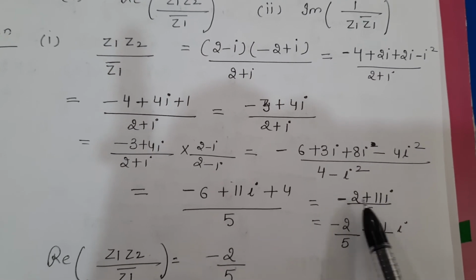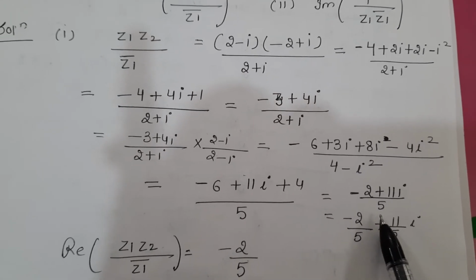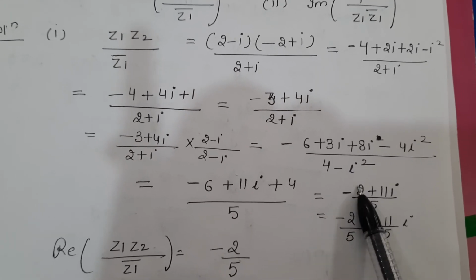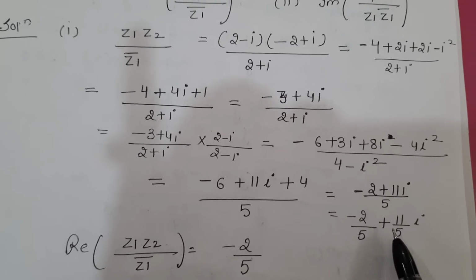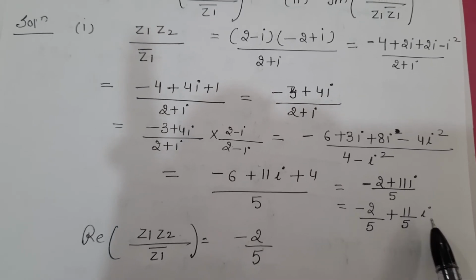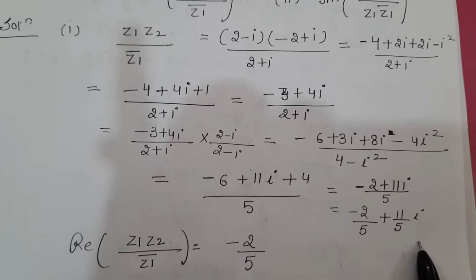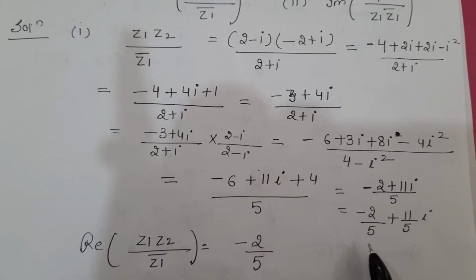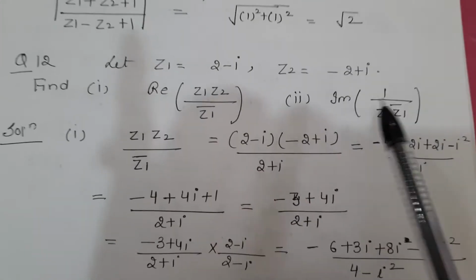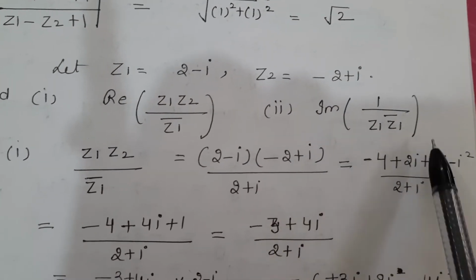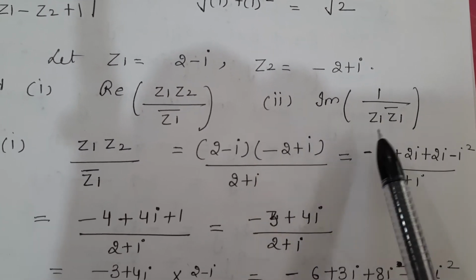We have minus 2 plus 11 iota divided by 5. So you can rewrite this as minus 2 by 5 plus 11 by 5 iota. So if you have to write the real part of this complex number, the real part is minus 2 by 5, which is your answer. In the same way, you can write the imaginary part of this, right?